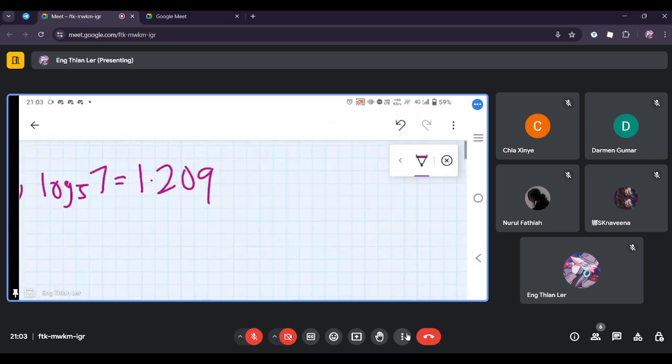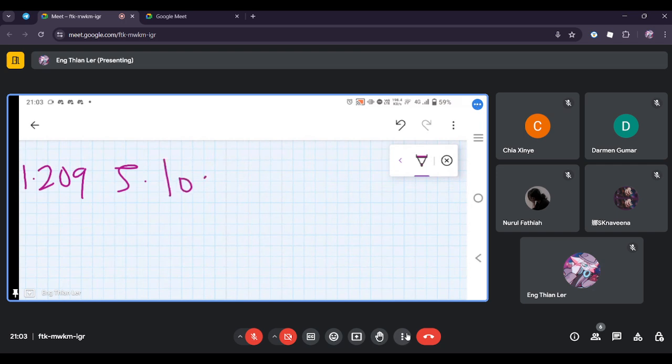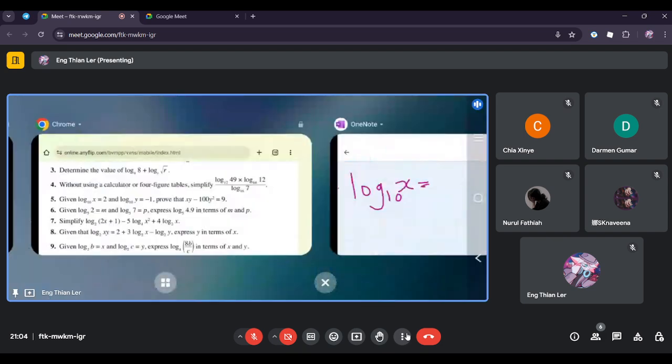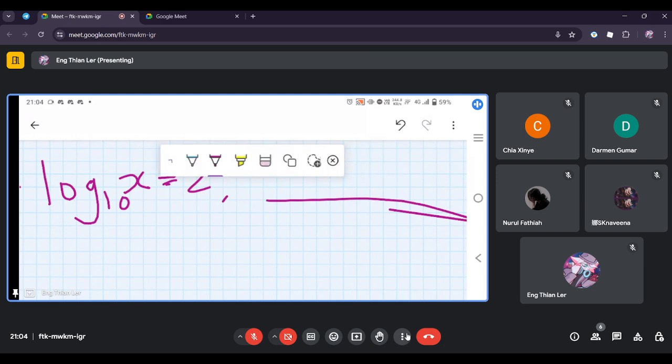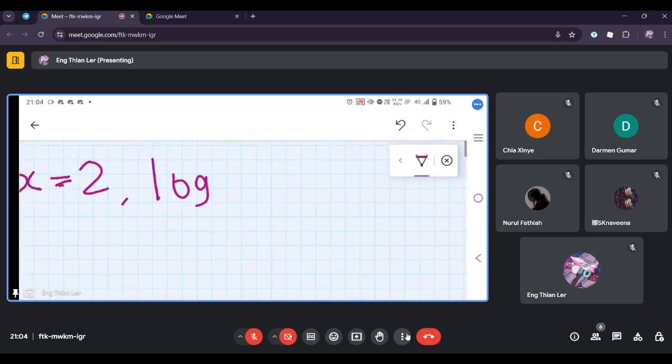This is number 5. Okay, so log x base 10 is what? Is 2, right? If I didn't forget, it's 2. Okay. What is this? Log y base 10 is negative 1.